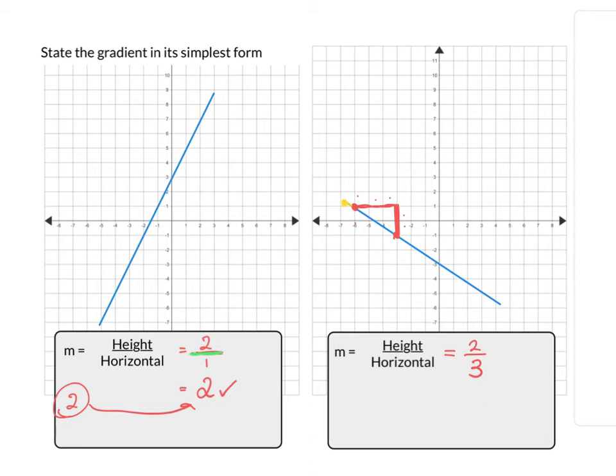Starting from the left-hand side, this is going down the way. So for this one, we have a minus gradient. So this one has a gradient of minus. I'm going to rub this out and just tidy it up a little bit. So I've got my equal sign, leave a space, put your minus sign in, and then the 2/3.